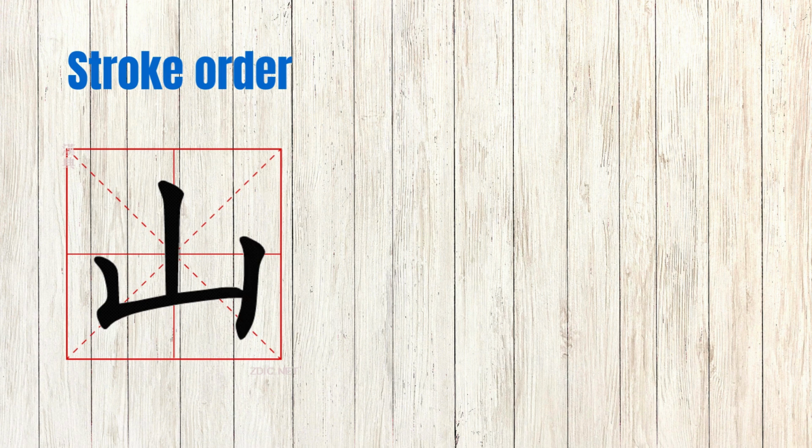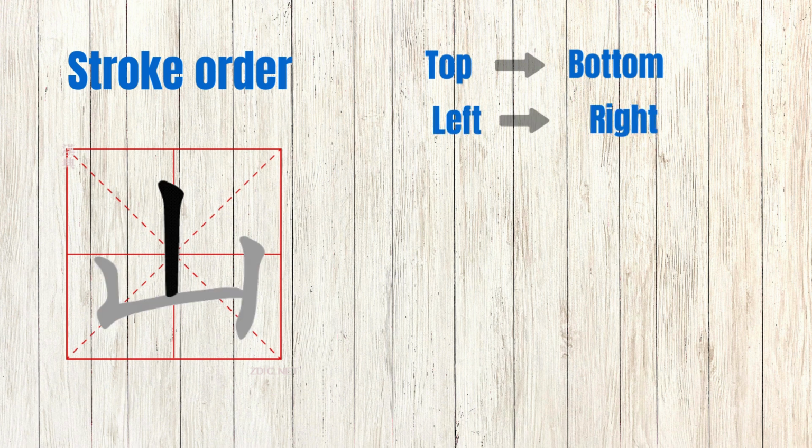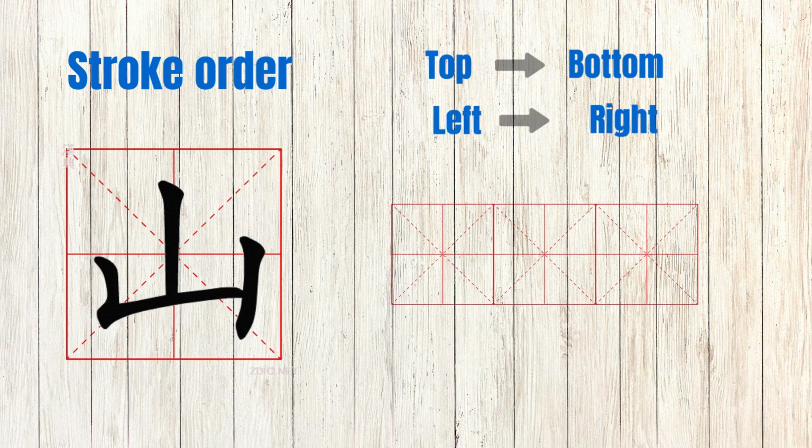Remember the golden rule of writing Chinese characters? From top to bottom and from left to right. Pay attention. The long vertical stroke in the middle reaches the top of the character, so we write it first. Next comes the horizontal turning stroke on the lower left, and finally, the short vertical stroke on the lower right.